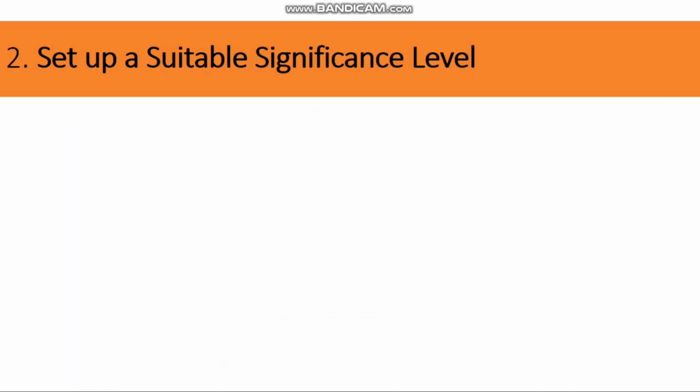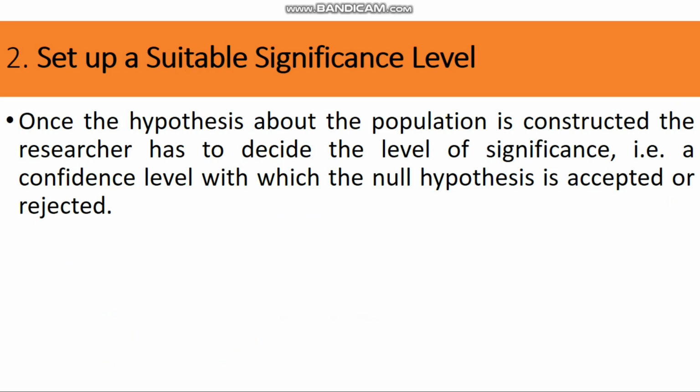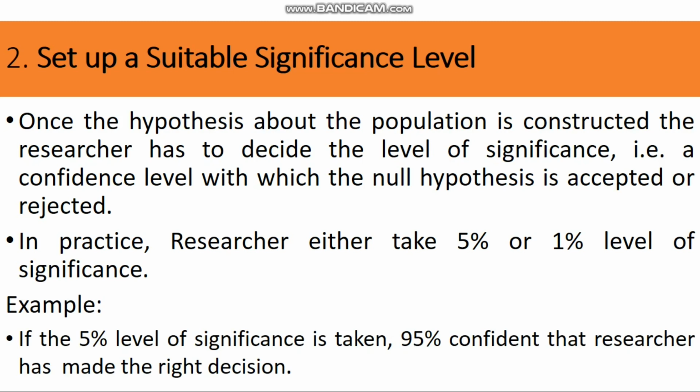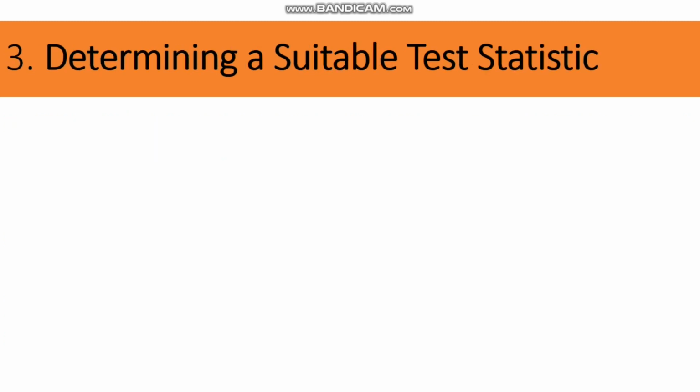Second step is that the researcher has to select the suitable significance level. Usually researchers use a 5% or 1% level of significance. That means when he takes a 5% level of significance, he has 95% confidence about the right decision. When he chooses a 1% level of significance, at that time the researcher has 99% confidence about the decision.